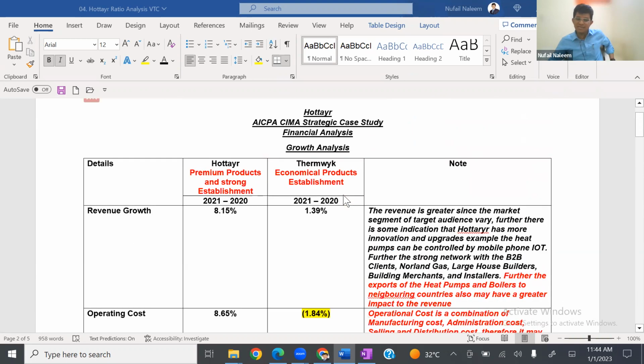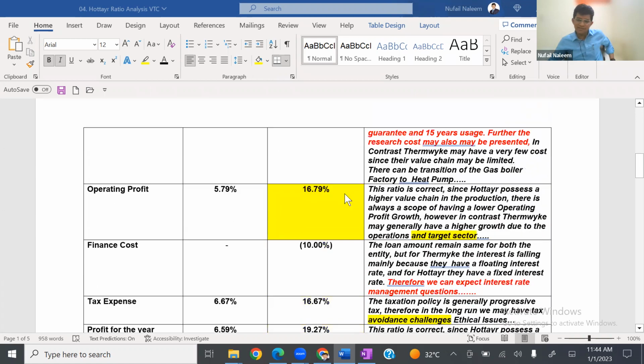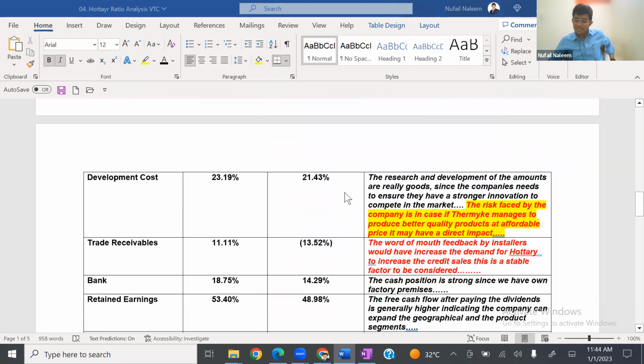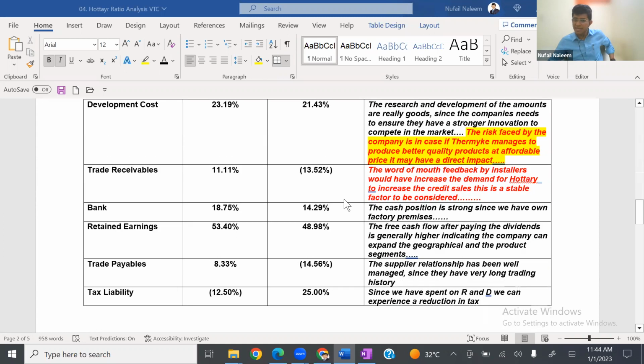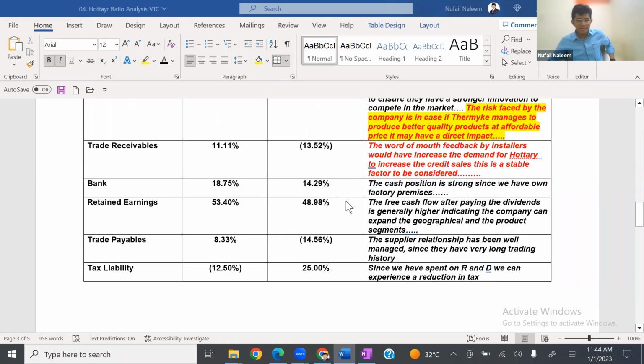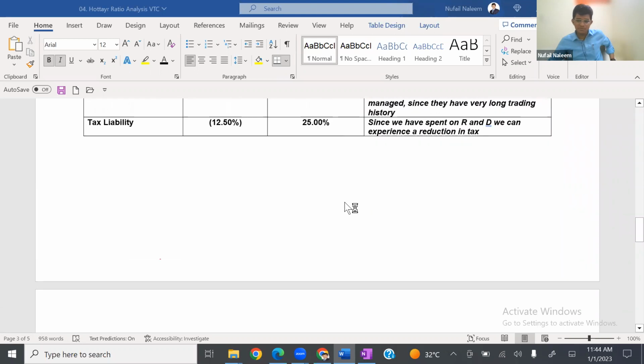Because these products are 10 years old consumed products, and the networking is not direct to the consumer, it goes through the installers, through the building merchants, through the last house constructors and oil and gas. So relationship marketing plays a clear role in this perspective.